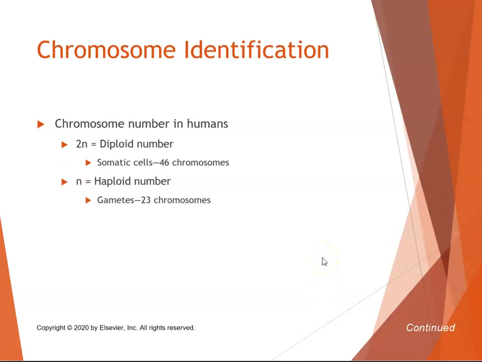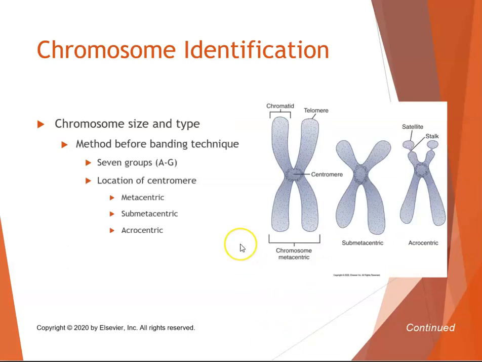So the chromosome number, somatic is 46 chromosomes totally, one from each parent. The haploid number would be 23 chromosomes, so one from mom, one from dad. So when we look at the chromosomes for identification, we have different techniques that are done. They call them banding techniques. G is the most common one that's used, particularly around us. But there are 7 different groups, A through G.